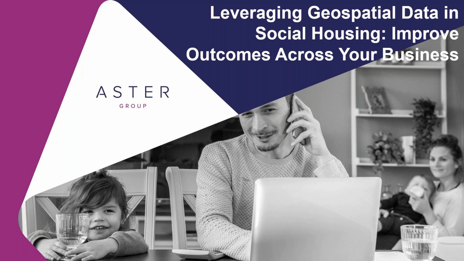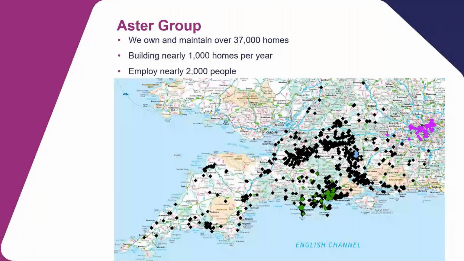So, who are Astor? Well, we're a social housing provider that operates across the southwest of England. We've got general needs housing, shared ownership, housing for older people, the whole works. We build about 1,000 new homes a year. This is generally a mixture of general needs and shared ownership.